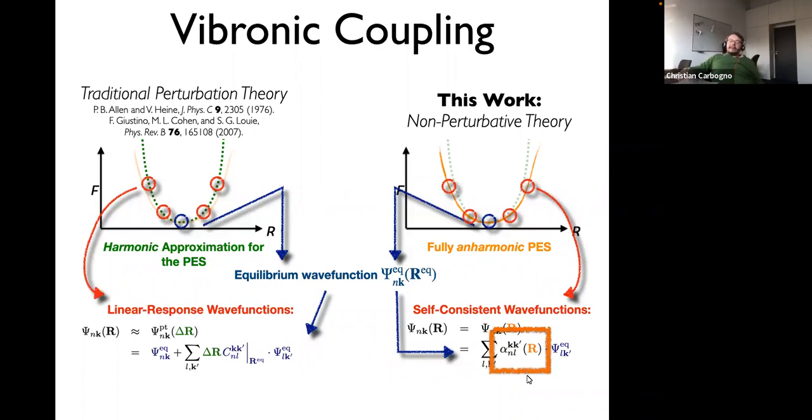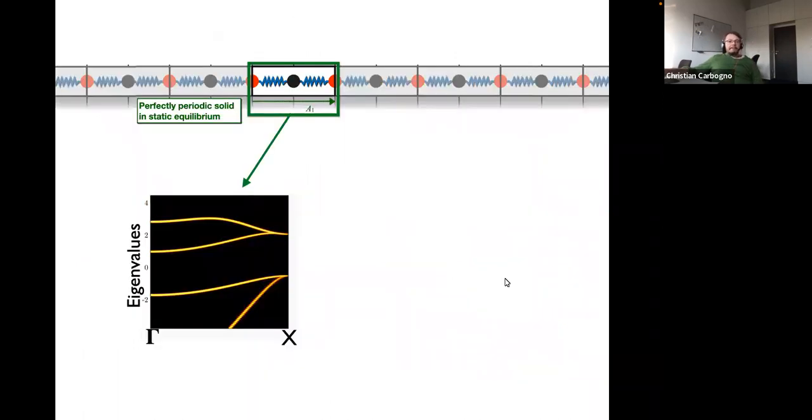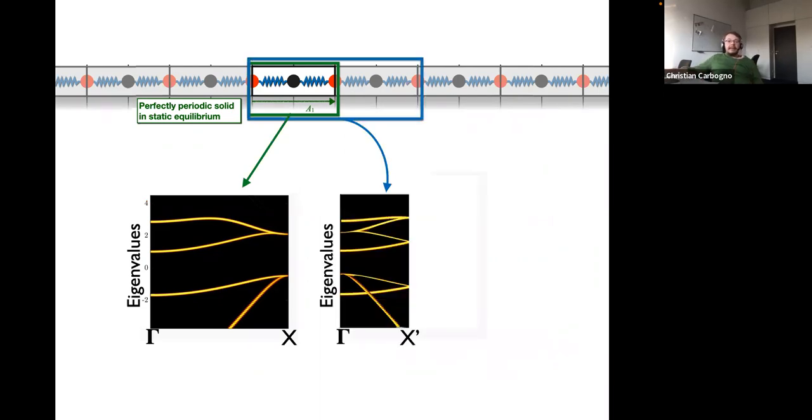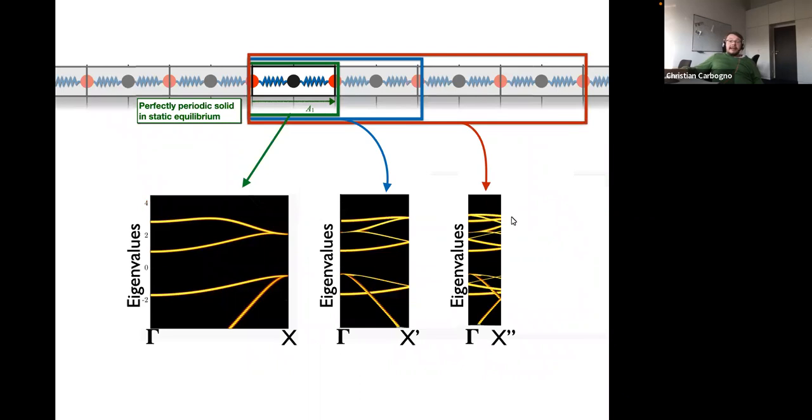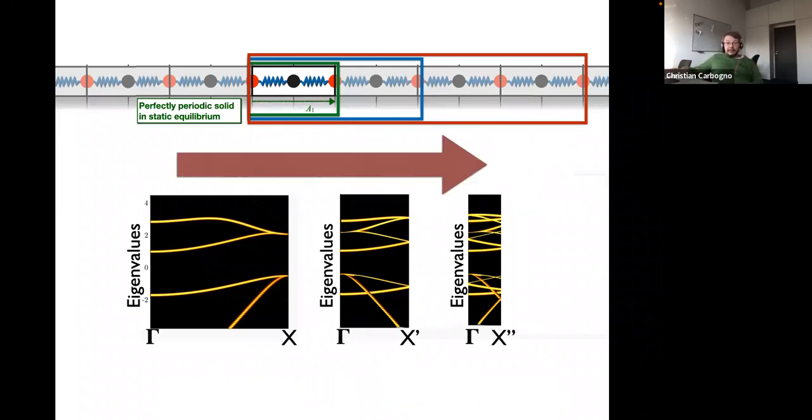One reason to do that is that if we want to account for the dynamics and then go back to our unit cell picture, this is quite complex otherwise. Let me explain that. If you think again about a perfect periodic solid in static equilibrium, we have this nice band structure. But to account for vibrations, we have to go to larger and larger supercells. In turn, this implies that our Brillouin zone becomes smaller and smaller. States are folded back, and we get more and more chaotic behavior. And this makes it hard to disentangle what is really happening in the fundamental Brillouin zone.